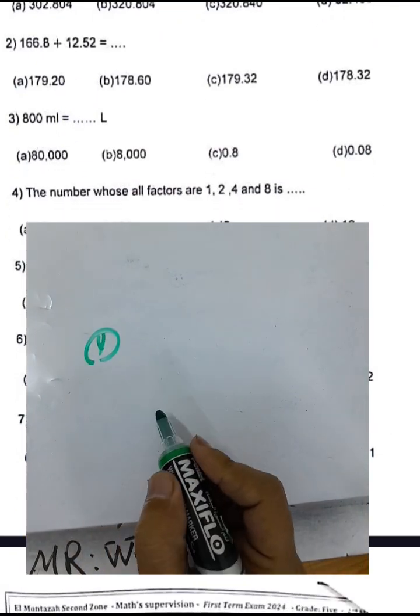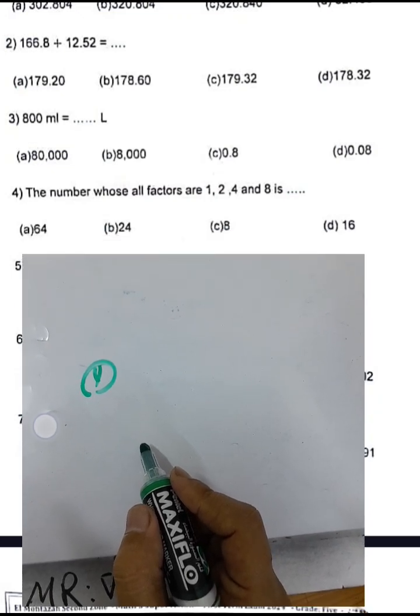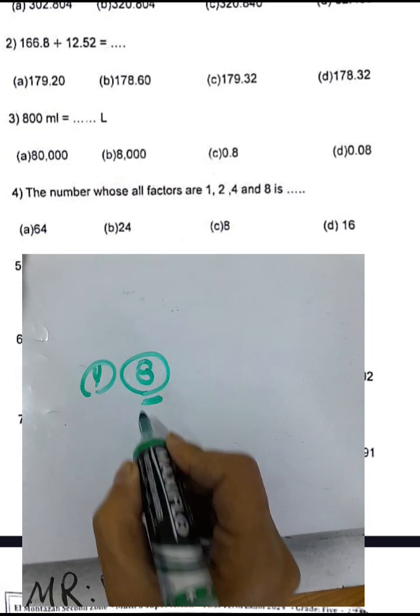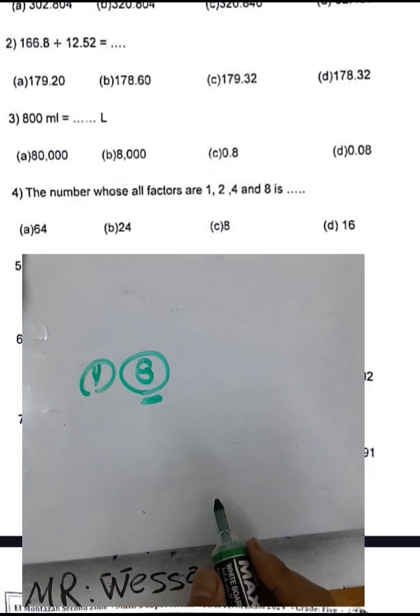Number 4. The number whose factors 1, 2, 4, 8, it will be 8. The number will be 8 because 8 equals 1 times 8 and 4 times 2.